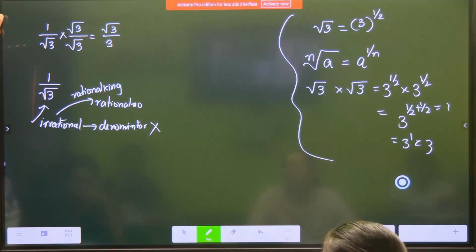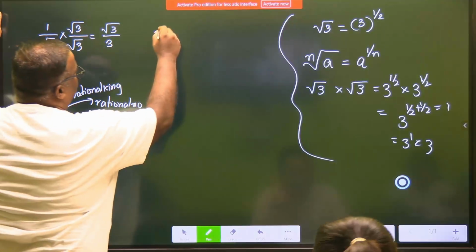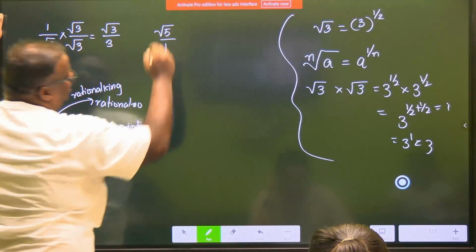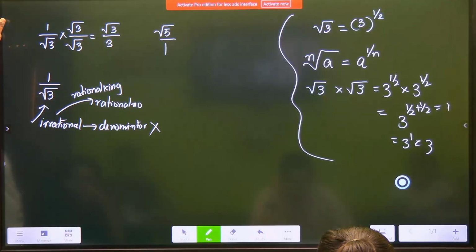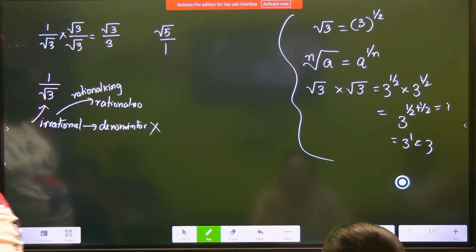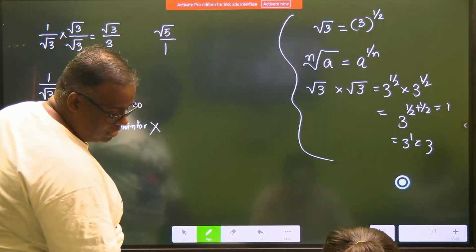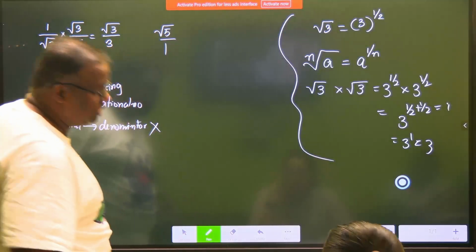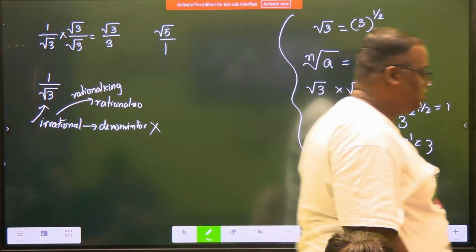Okay? Understood? But if somebody gives you a number like root 5 sitting over a rational number, you need not rationalize it. Clear? But every time it won't come in such a simple form. Now we will see how to convert complex irrational denominators to rational. That's our job all about in this chapter. We will be learning how to convert complex irrationals to rational.